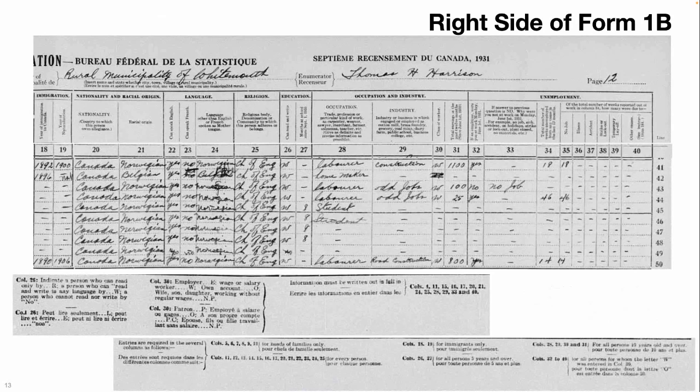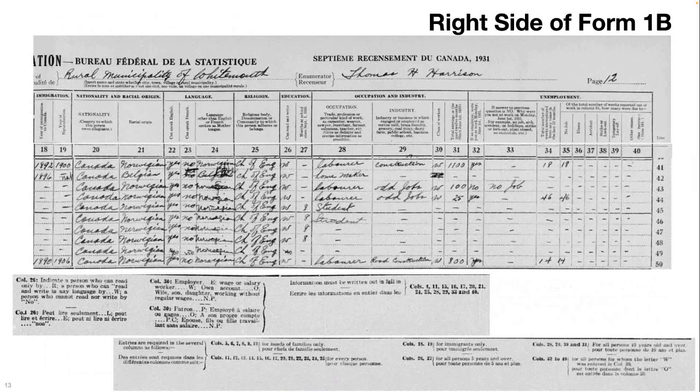All right, so we get their nationality. Everyone here is listed as Canada, and then their racial origin. So Norwegian, Belgian, and then the children here all being born in Canada, but they're claiming racial origin of Norwegian, which I find interesting. Information about what languages they can speak, both French and or English.